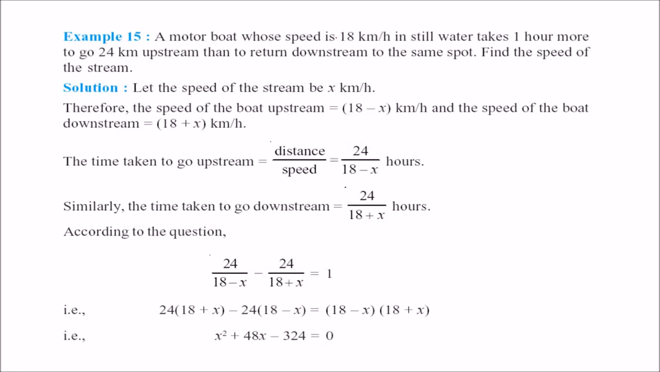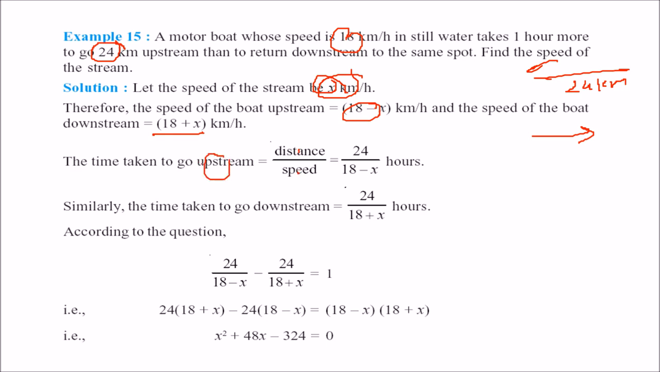Now, a motorboat whose speed is 18 km per hour in still water takes 1 hour more to go 24 km upstream. So the distance is given as 24 km. Now you know when you are going downstream, the stream will help. So if you take the speed of the stream as x, while going downstream it will be 18 plus x. While moving upstream, it will be 18 minus x. Right? So the speeds are these. Distance is given as 24. Now what will be the time?